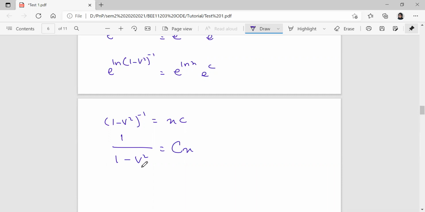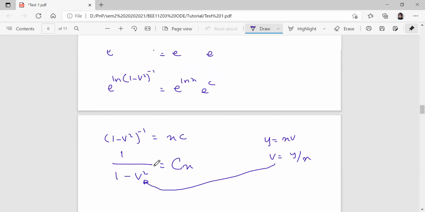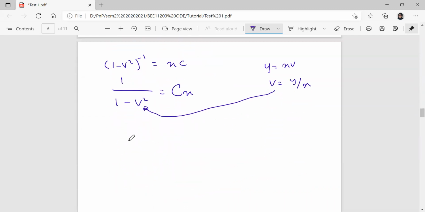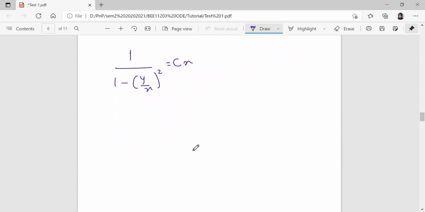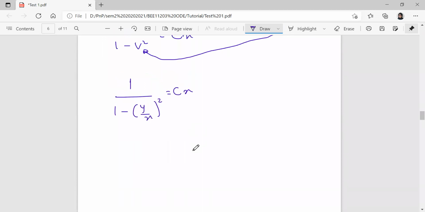Now we have v, so we have to replace back. Just now y equals x v, so v equals y over x. We replace this back, and what we have here is 1 over 1 minus y over x all squared equals c x. You can play around with this so that we can get the y equation.